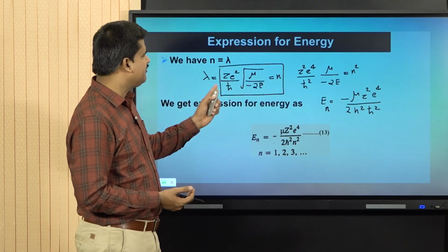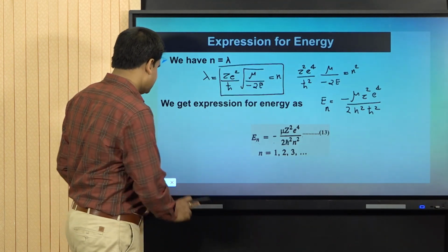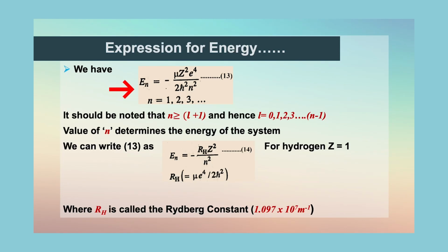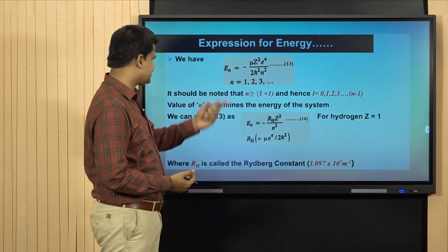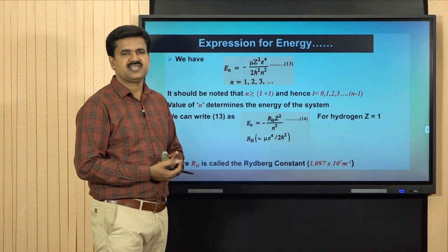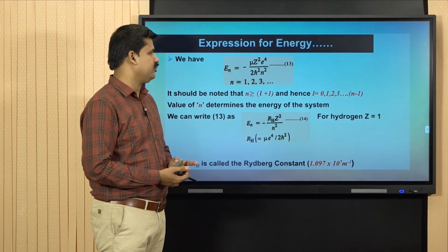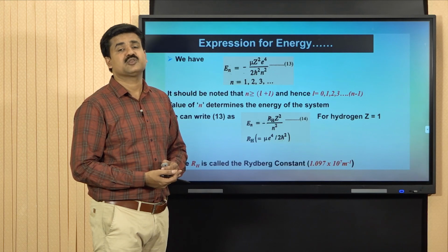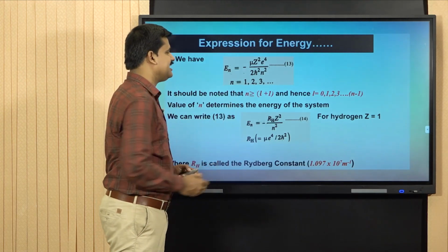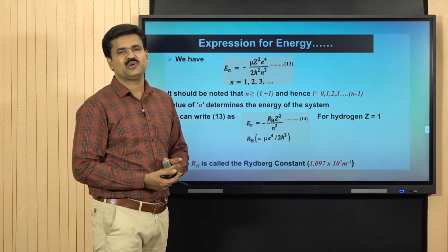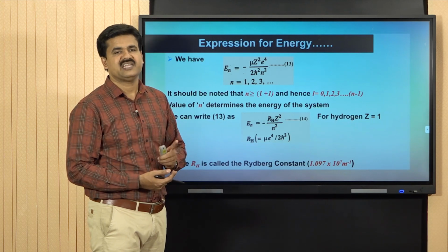Now, we have this energy relation. En is equal to minus mu Z square e raised to 4 divided by 2 h cross square n square, where n is equal to 1, 2, 3, etc. It should be noted that the value of the principal quantum number n is greater than or equal to L plus 1, where L is a quantum number known as azimuthal quantum number. And from this relation, we can arrive at the conclusion that L is equal to 0, 1, 2, 3, etc. up to n minus 1.